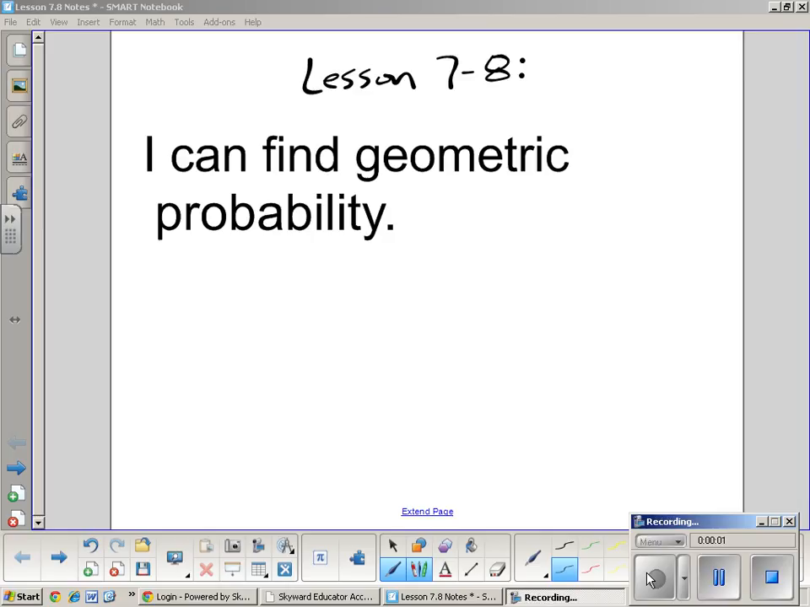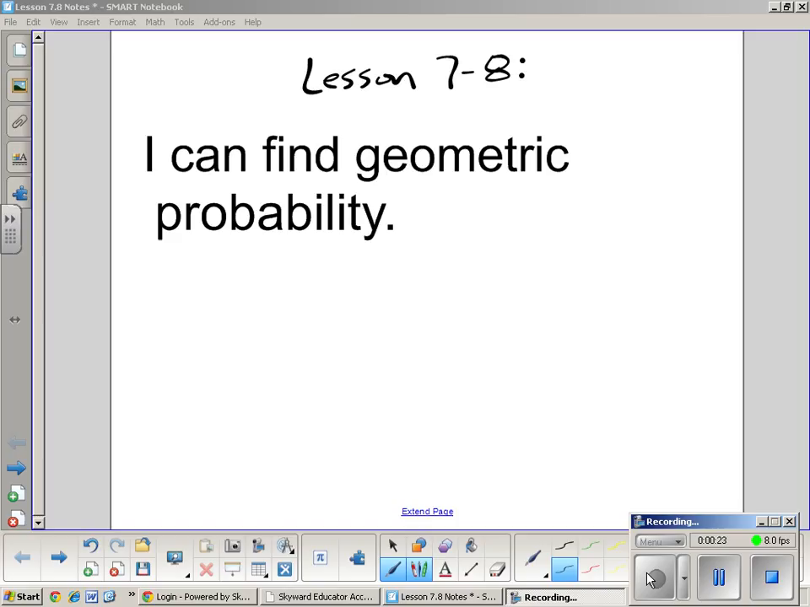So lesson 7-8, just going to talk about geometric probability. There's a few different styles of geometric probability we need to look at, but for the most part, probability is still probability. It's what percent you have of accomplishing what you want out of the total possible options.